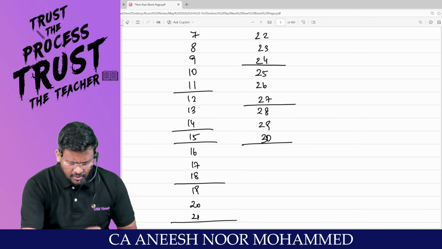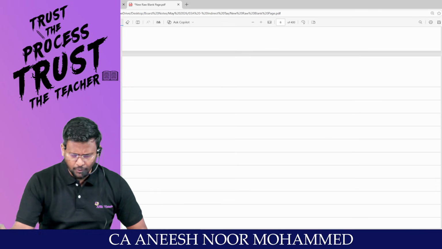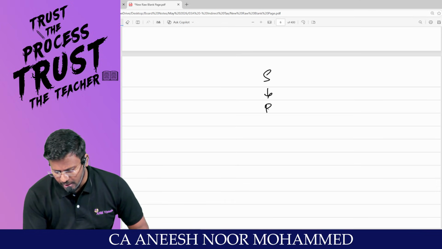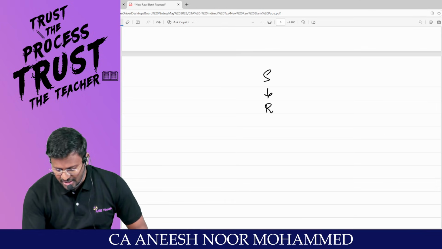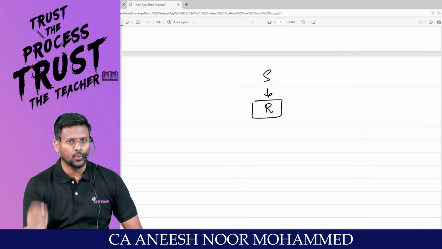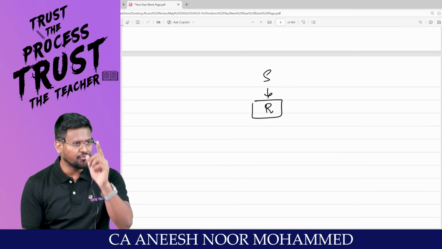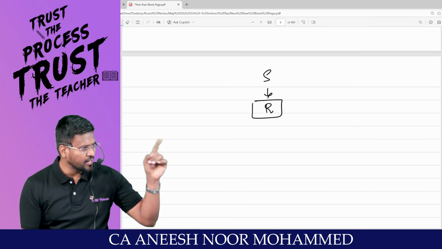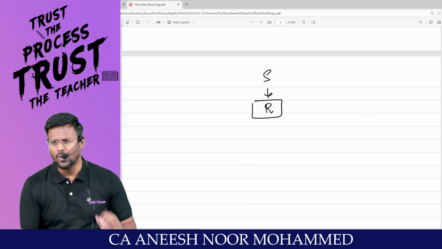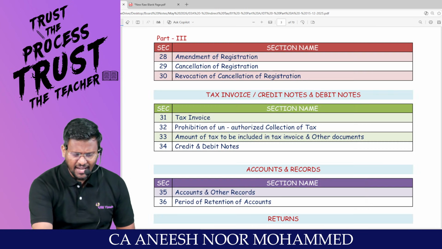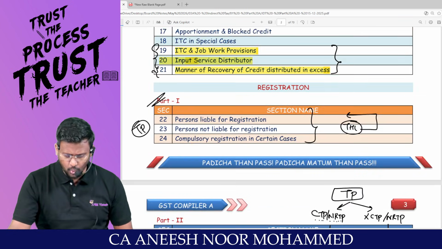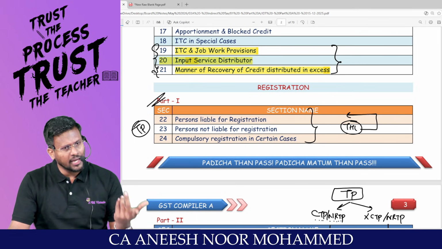Alright, sir. Sir, we understood that if you are a supplier, you are liable to take registration. Sir, those registration sections are 22, 23, 24, 25, 26, 27, 28, 29, 30. Am I right, sir? What is section 22? Person liable for registration. What is section 23? Person not liable for registration.